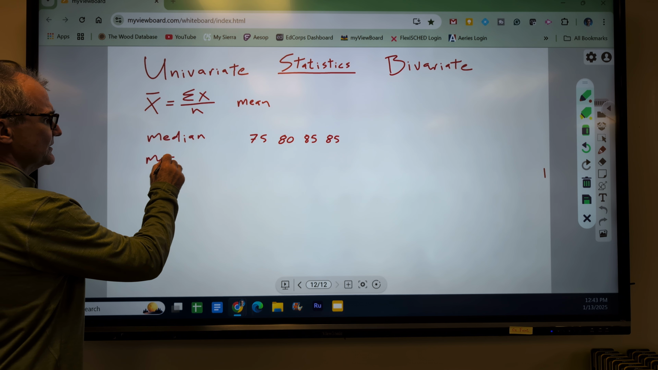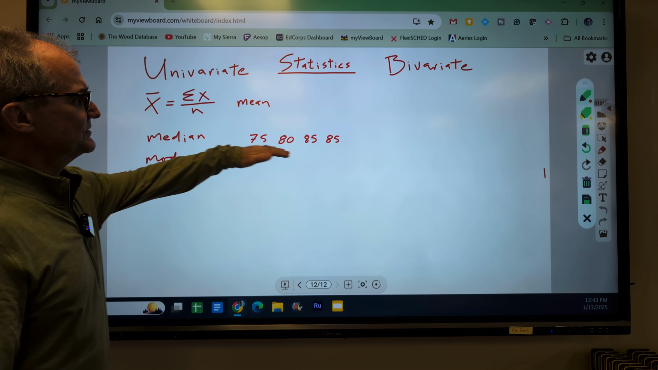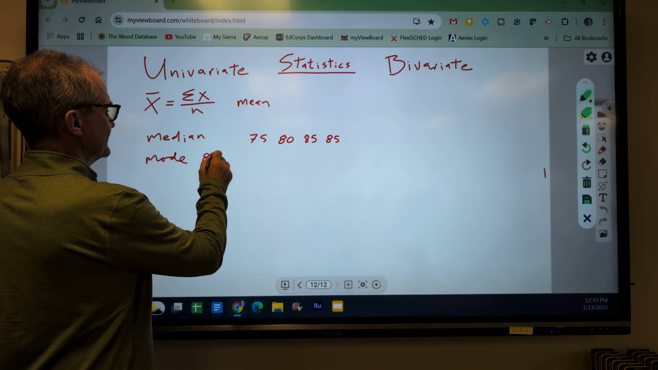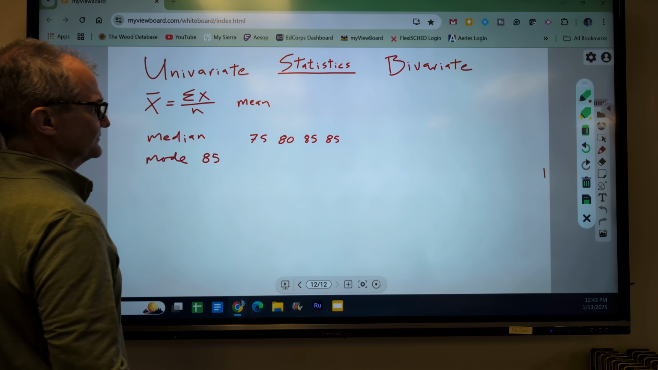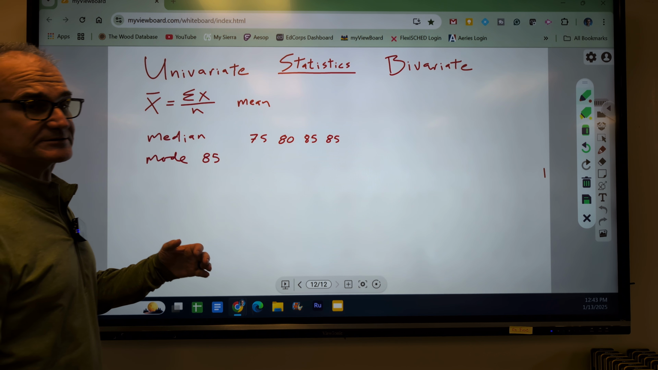The mode is the value that appears most frequently. So if these were my test scores, the mode would be 85 because there are 2 values of it. So these are measures of central tendency.